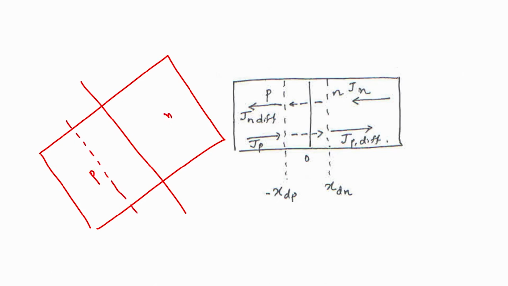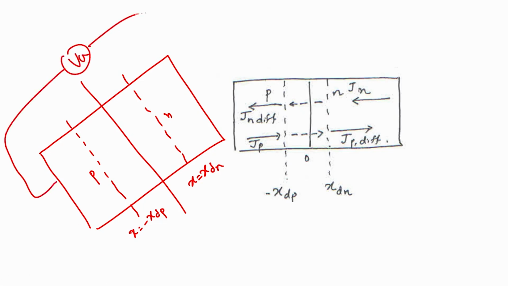So, let me call that x equal to minus xdp, and that x is equal to xdn. Okay. So, we have our PN junction that has this depletion region in the middle, and let us say we have now forward biased this PN junction. So, VA is going to be positive.